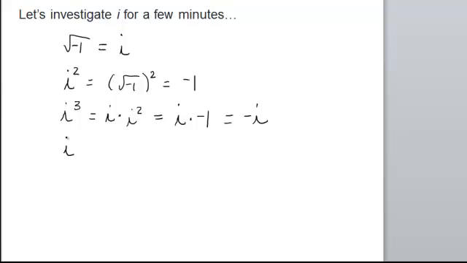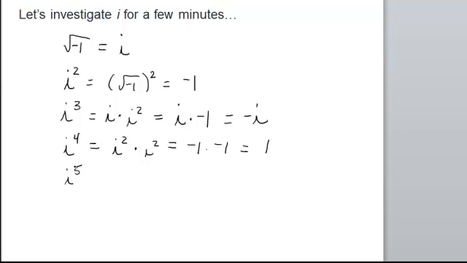How about i to the 4th? Isn't that the same thing as i squared times i squared? If you get stuck on this, pause and think about it for just a minute. i squared times i squared is i to the 4th, but what's i squared? i squared is negative 1, right? So we really have negative 1 times negative 1, which is 1. So i to the 4th is really the same thing as 1. It's crazy, right? Let's keep going.